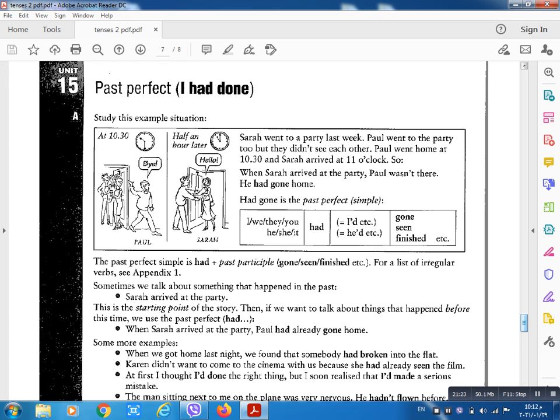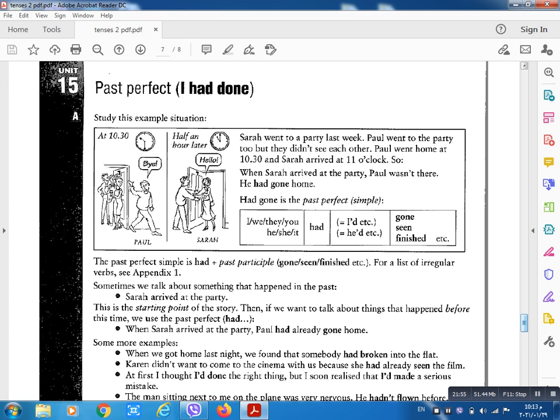Look at the example situation. Really, it is very important. Sarah went to a party last week. Dear students, look at the picture. The picture is really important in here. Why? It shows us the way we understand past perfect. At 10:30, in the first picture, we have Paul leaving the party. He left at what? At 10:30. He left, saying bye. Okay. What about the other picture?